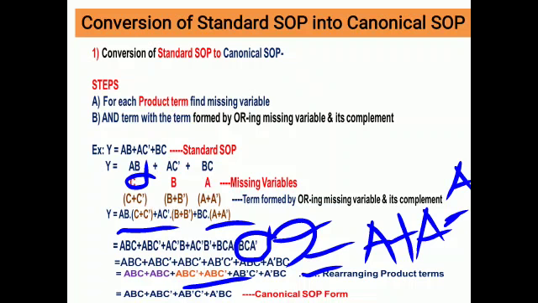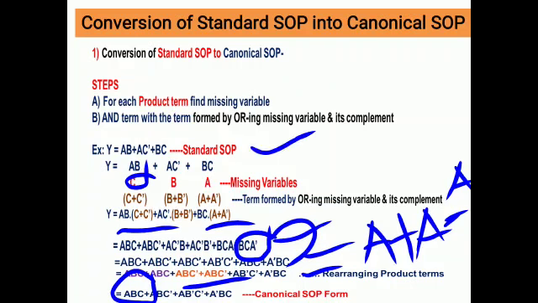See, what was our question? It was AB plus AC bar plus BC, where the variables were missing. And see the last equation. Now each term is having all the 3 variables. So the last equation is called canonical SOP. So this is the way we have converted the standard SOP into canonical SOP.